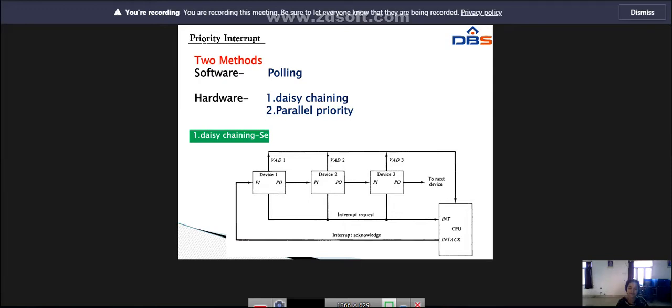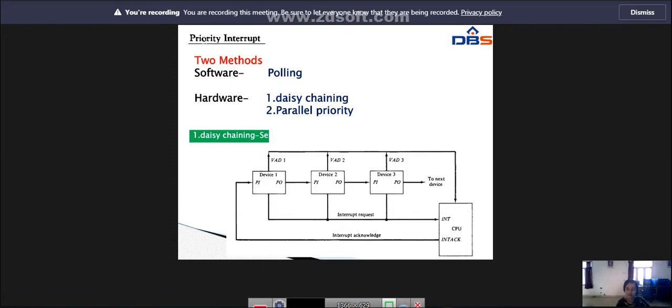And this device places its interrupt vector address on the data bus. So the daisy chain arrangement gives the highest priority to the device that receives the interrupt acknowledgement signal from the CPU. The device sets its RF flip-flop when it wants to interrupt the CPU.